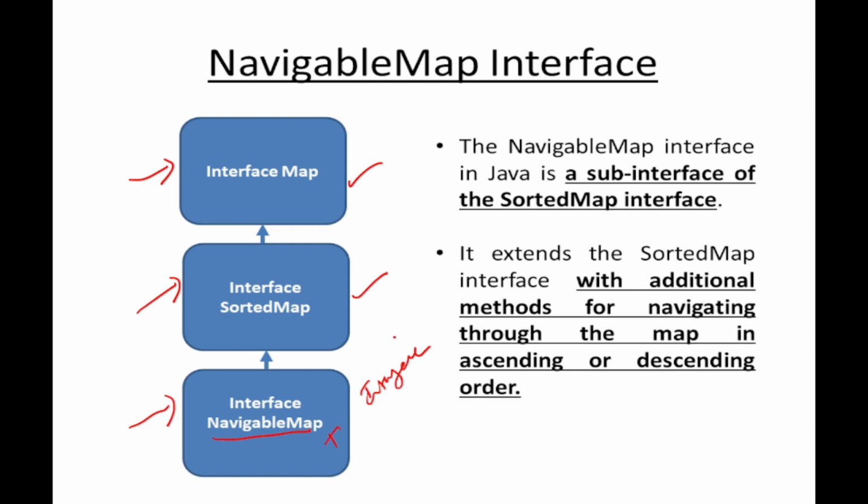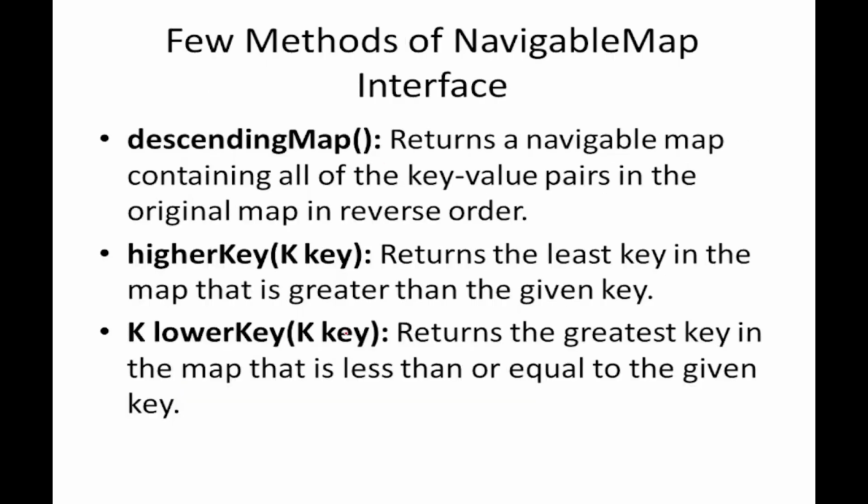What is the use of these additional methods? They are used for navigating through the map in either ascending or descending order. You can navigate through that sorted map. That is the use of the navigable map interface. I'm just giving a few methods from navigable map. DescendingMap returns a navigable map containing all of the key value pairs in the original map in reverse order. Earlier it was in ascending order, and now you can see the key value pairs in descending order.